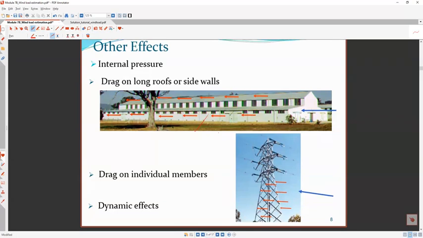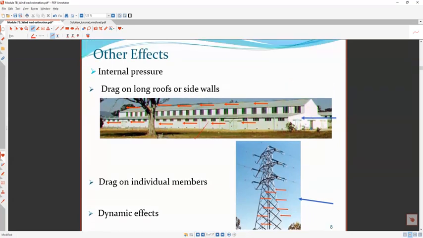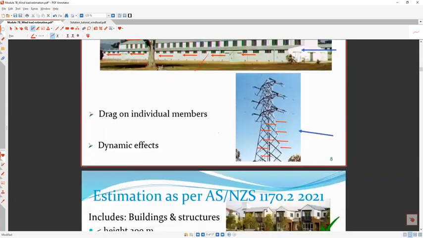So what we have talked about is basically the effect of the wind action. That means what wind can do. Then the next question will come: where are they coming from? They are actually coming from the pressure, suction, or drag that the wind load is producing. So for that, we need to estimate the wind load.